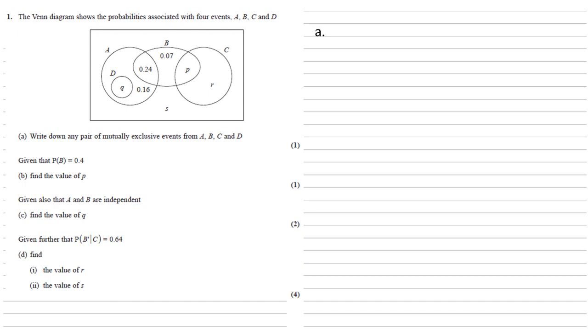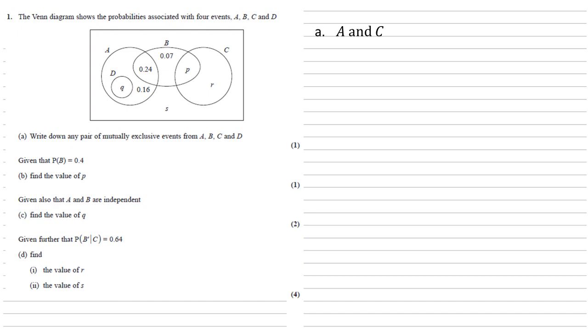For part A, we need to write down any pair of mutually exclusive events from A, B, C and D. To do this, we need 2 events that don't overlap at all. There are various answers for this. I've gone with A and C. You can see that the circles for A and C.